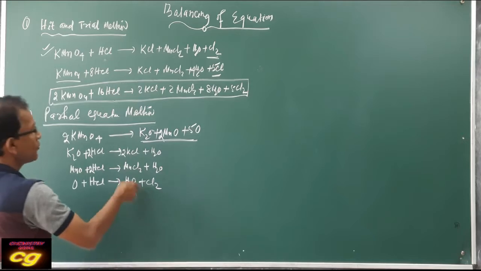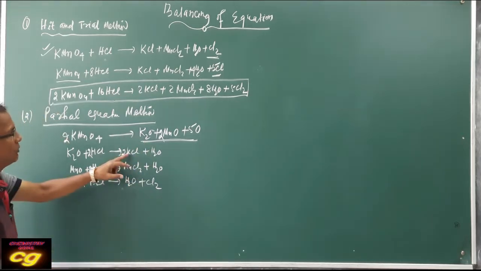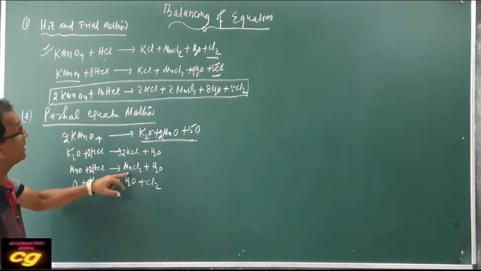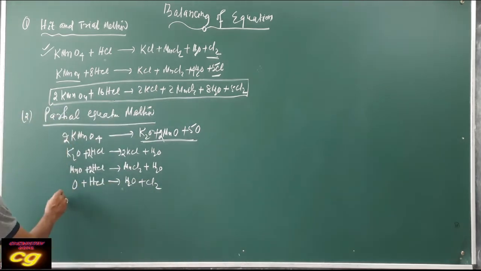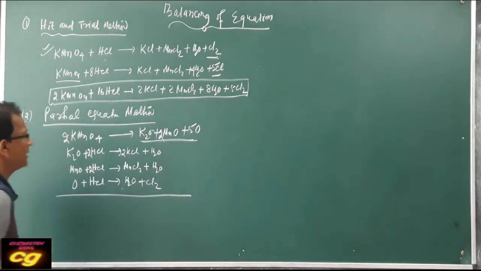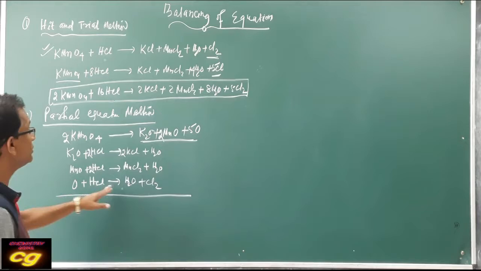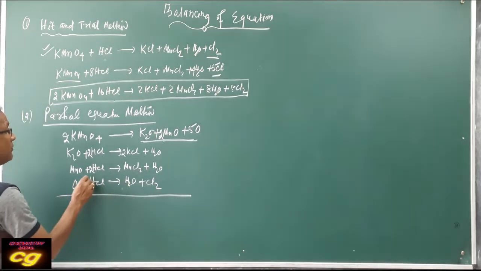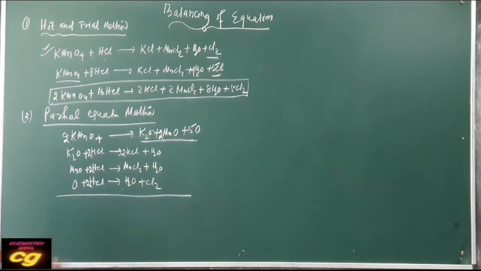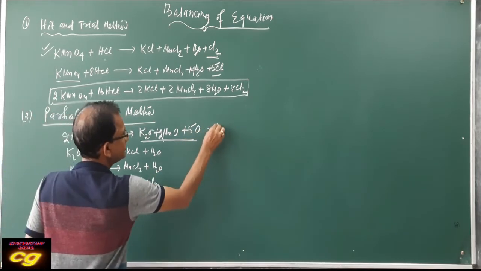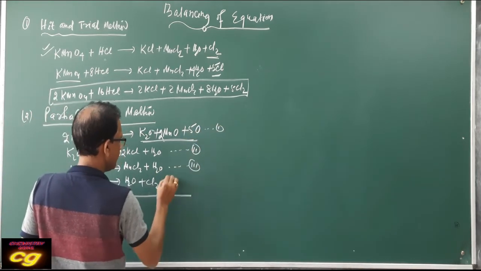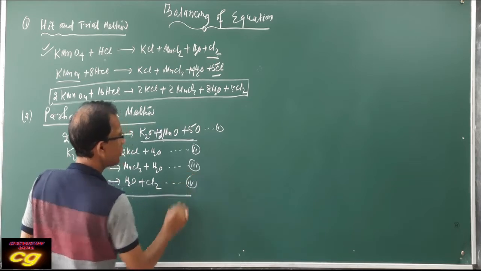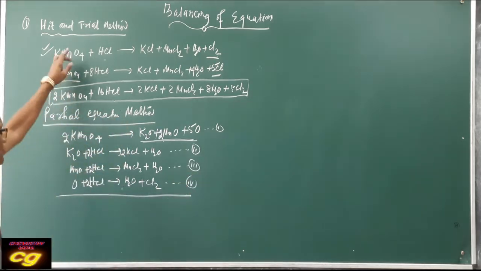So water and Cl. So finally we got everything. You already got KCl, MnCl2, water and Cl. Then you add all the equations. Then you have to see if it is balanced. It is not balanced. You multiply here. Now it is balanced. Each equation should balance. How many partial equations? 1, 2, 3, 4. So we got 4 partial equations from the main equation.